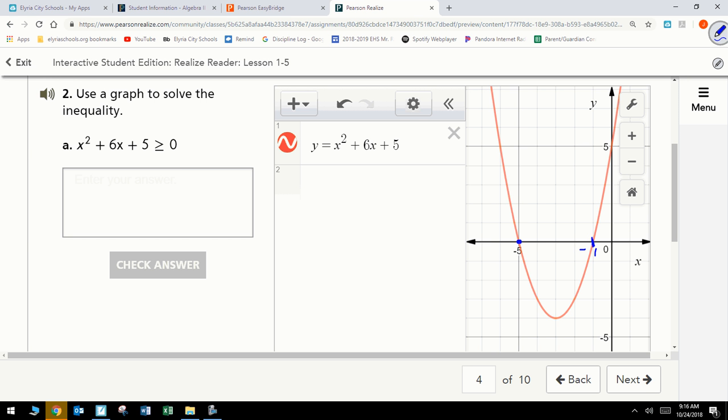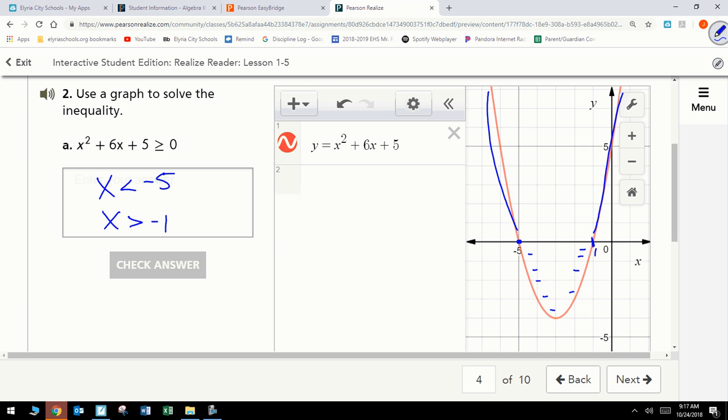Or -5. It would be on the outside that this graph is positive, right? This region is positive. That's a positive region. This is a positive region. Down here, these are all negative y values. So from -infinity to -5, and from -1 to positive infinity. But if I want to write that as an inequality, I'm saying x is what compared to -5? Exactly. I'm saying for x is less than -5, or x is greater than -1.